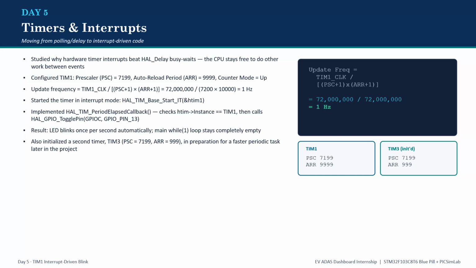I also initialized a second timer, timer 3, with a prescaler of 7199 and a period of 999 to prepare a faster periodic task later in the project. So that is known as the auto reload value.